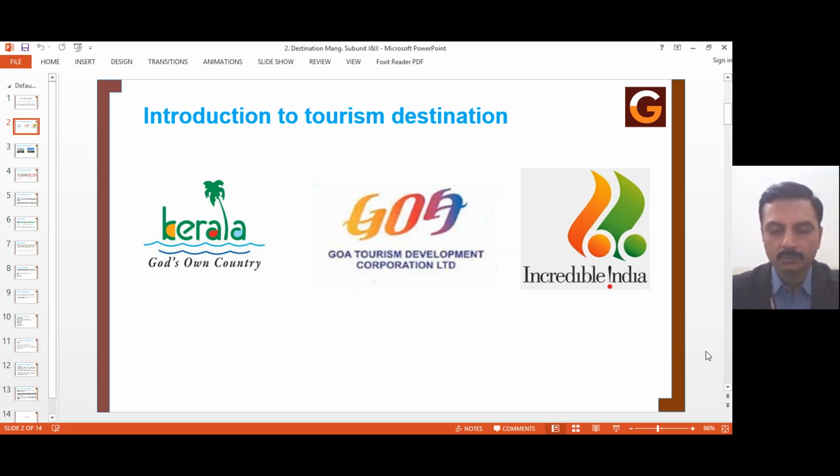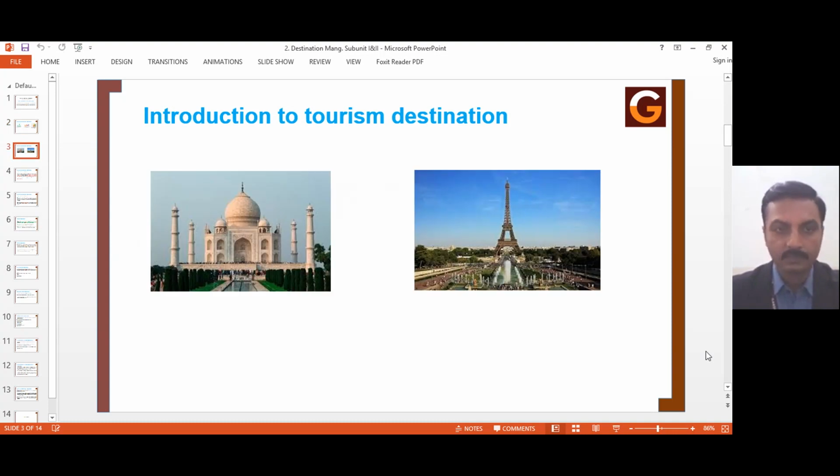So when you see these three different pictures, you will understand that in the first two, they are trying to market or promote the entire tourism destinations in the state of Kerala or the state of Goa. But the third picture, the Incredible India campaign, gives an image of tourism destinations of the entire India, not any particular state. Through this picture, we are trying to market or promote the entire India as a tourism destination.